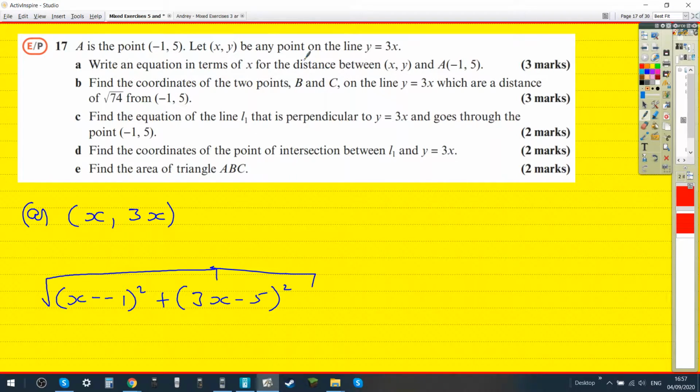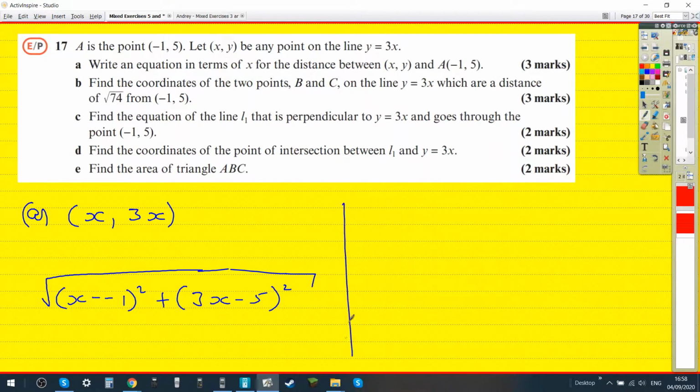Write an equation in terms of x for the distance between that and that. Okay. I mean, should I make it easier and do something like, instead of having the square root sign, make it all to the power of a half? No, that's fine. Hang on. So we have an expression, but they asked for an equation. So we have to say, what will this be equal to?